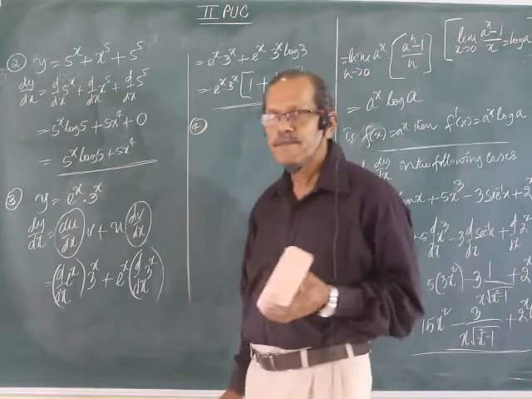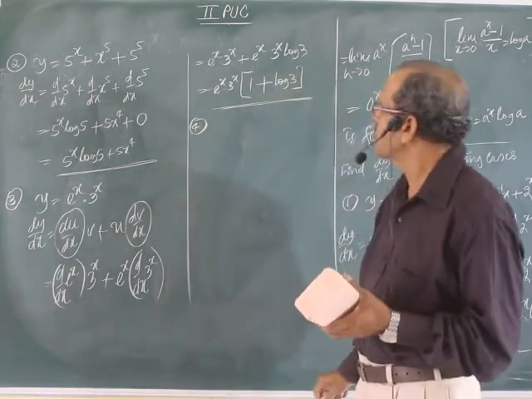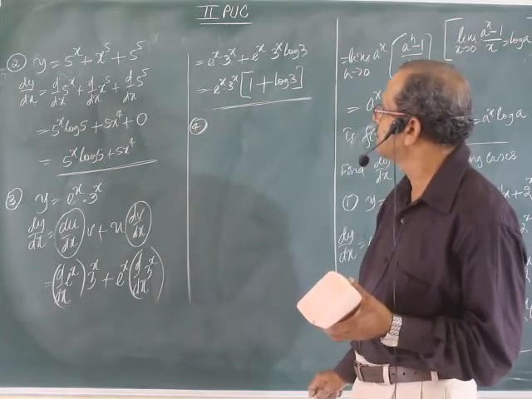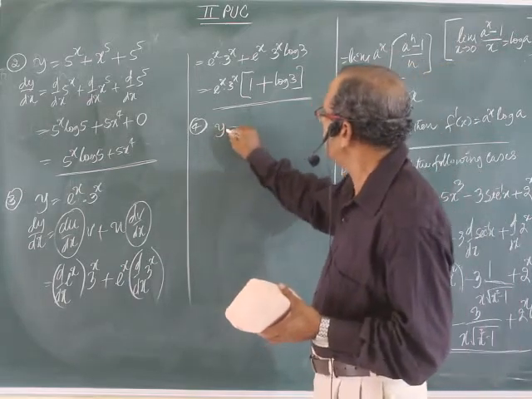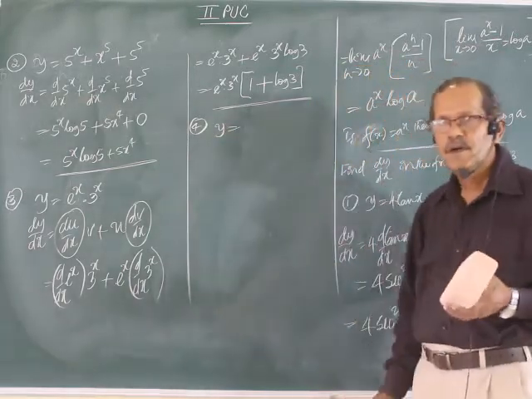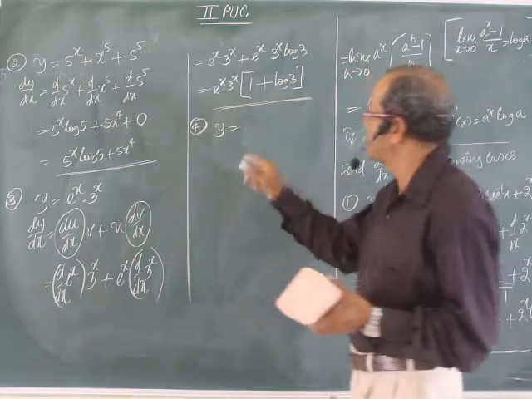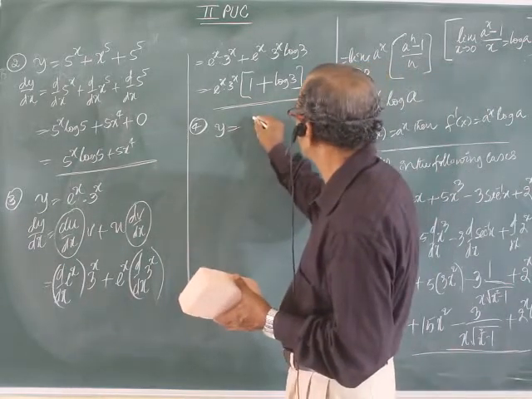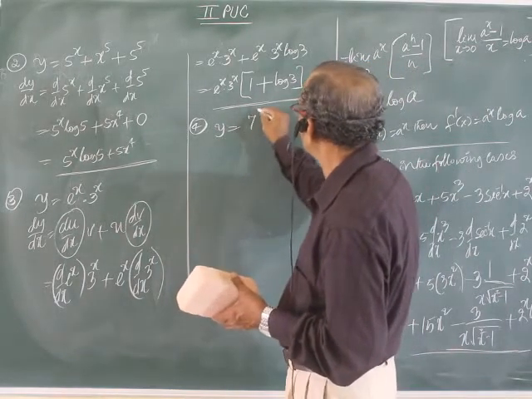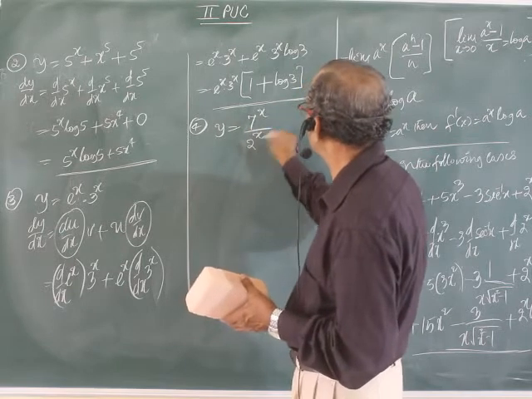Fourth one, y equal to product formula over. Now let me take one quotient formula problem. 7 to the power x divided by 2 to the power x.